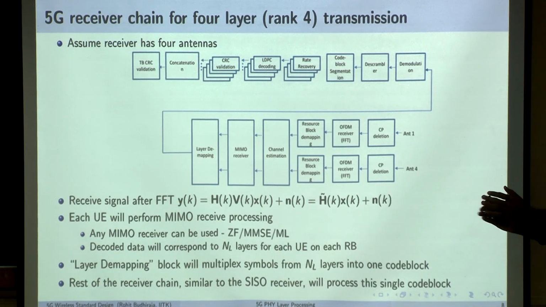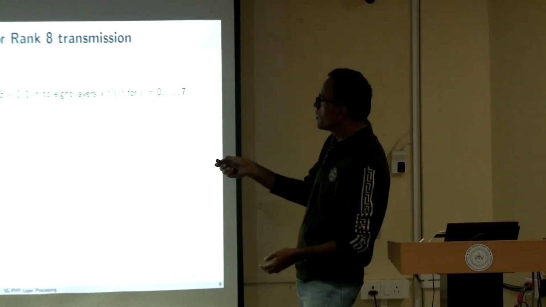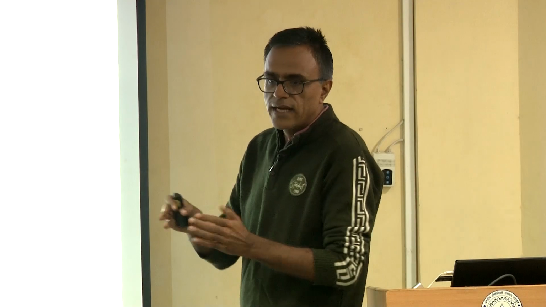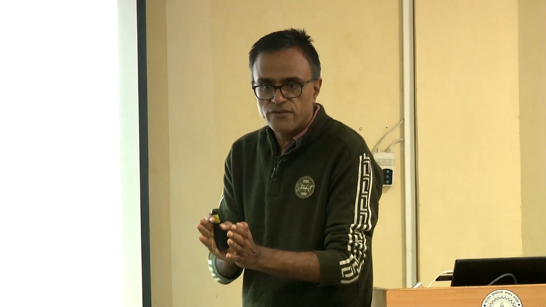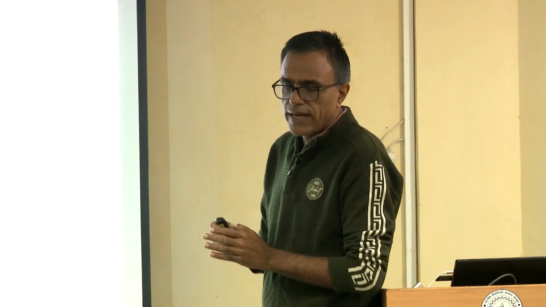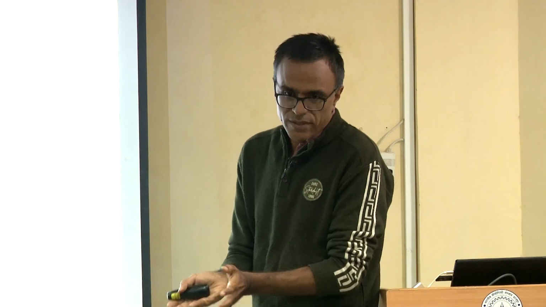So this is for NL equal to 4. Things change when the number of layers is more than 4. That's what we are going to discuss. This is rank 8 transmission. Whatever I am going to tell for 8 is applicable for rank greater than 4, so 5, 6, 7, and 8. So if a particular user has rank 8, what happens?